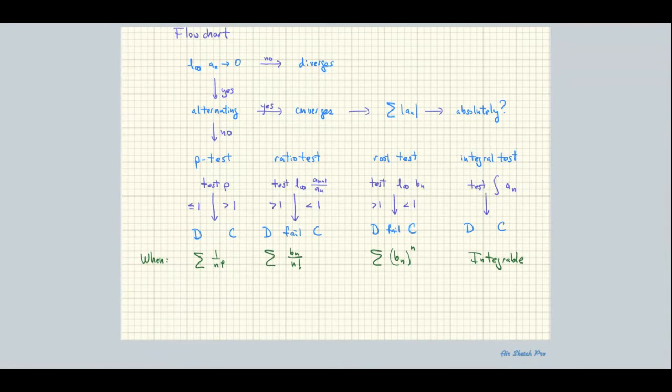The first is the p-test. That's when you're looking at rational functions or something that looks like a rational function. Or you can also do it with other powers that aren't integer, but mostly you're looking at just rational functions. And then, if the power in the denominator is bigger than 1, it will converge. If it's less than 1, it will diverge. And if it's equal to 1, you're looking at something comparable to the harmonic series, which diverges.